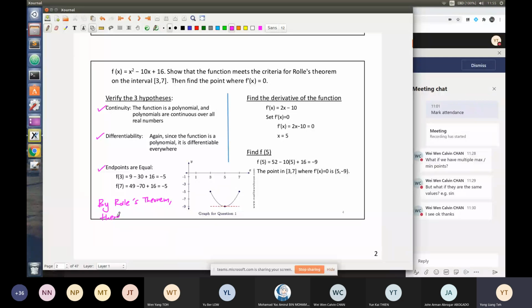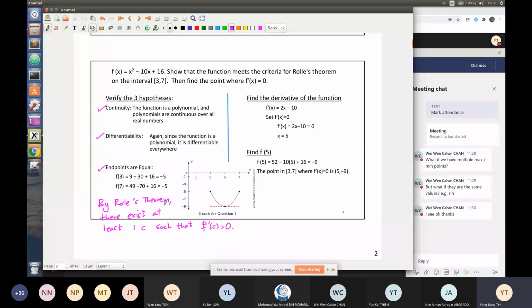there exists some, or at least one, c such that f'(c) equals 0. Okay, then we can proceed on to find that c already. So therefore, set your f' equals to 0, realize that x equals 5, and then subsequently realize that 5 is inside (3, 7). Okay, so practically it's just a double check.